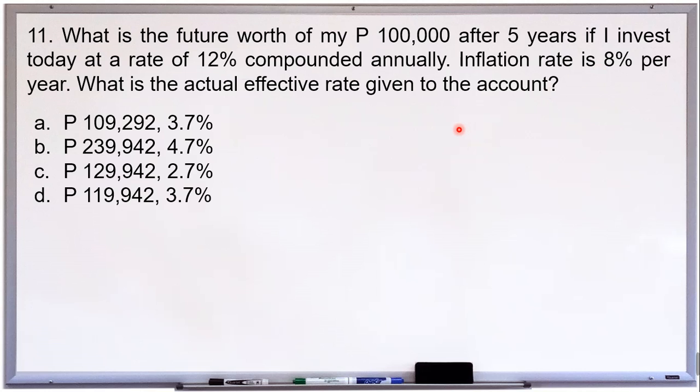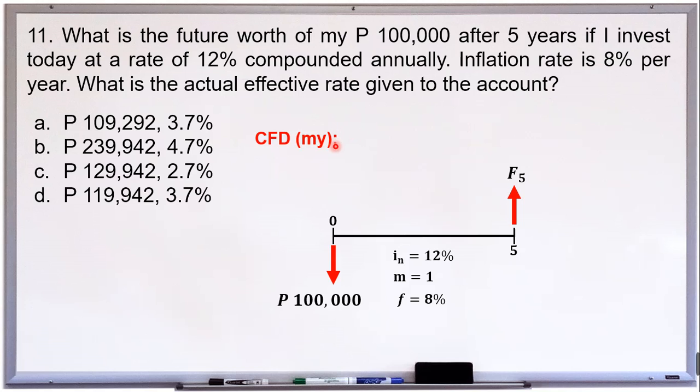First things first, we need to create a CFD. The point of view here is me, myself. At year 0, I deposit 100,000 pesos. So the first question is, what will be the future worth of this deposit, given that we have a nominal interest rate of 12% and the compounding scheme is annually, which is equal to 1 for M, and the inflation rate is 8% per year. So we have two requirements here: the future worth of this amount and the actual effective rate of the given account.